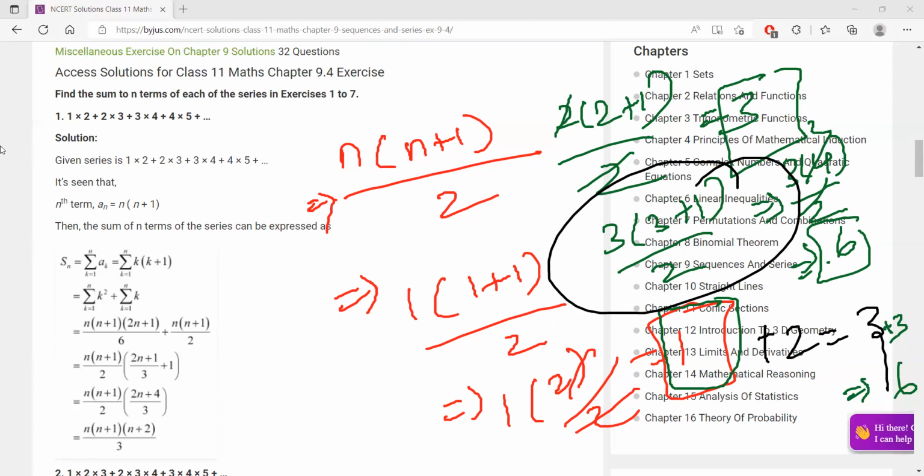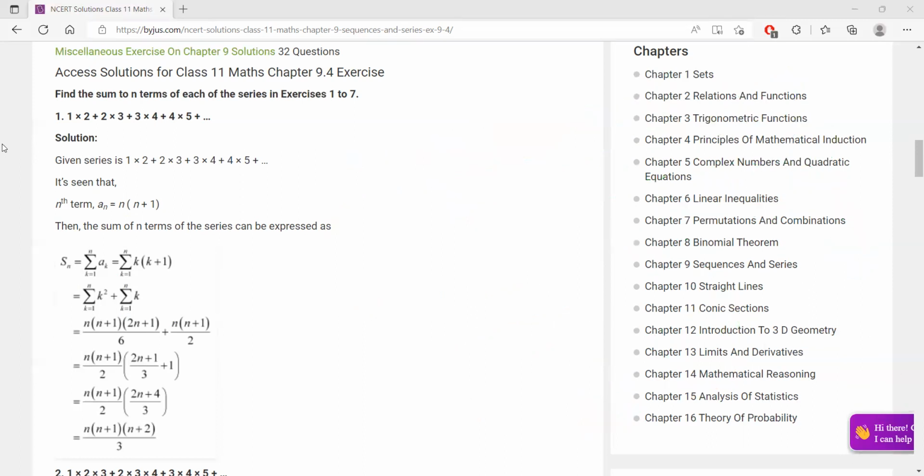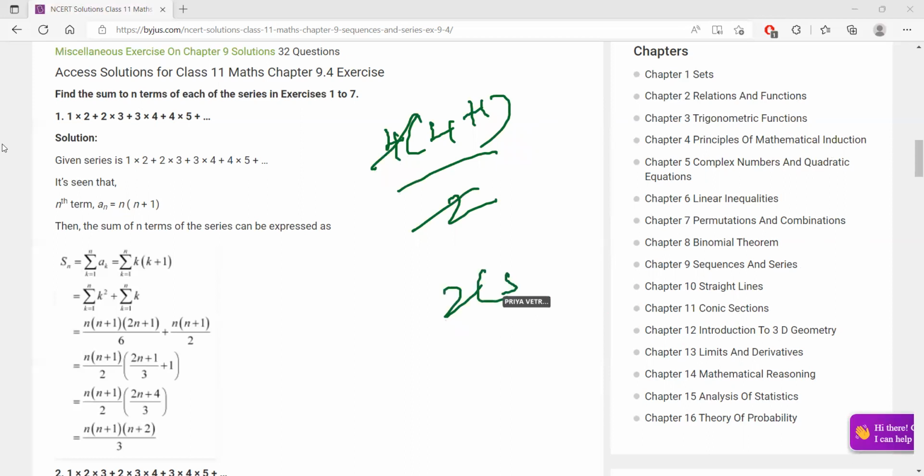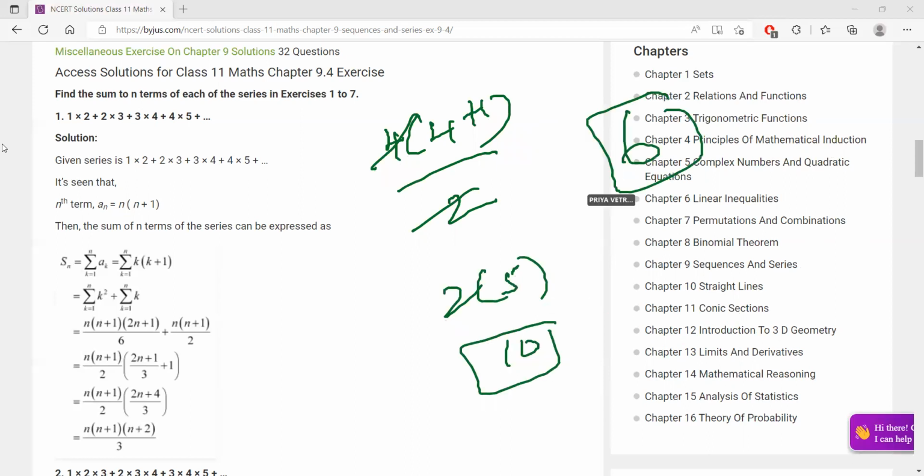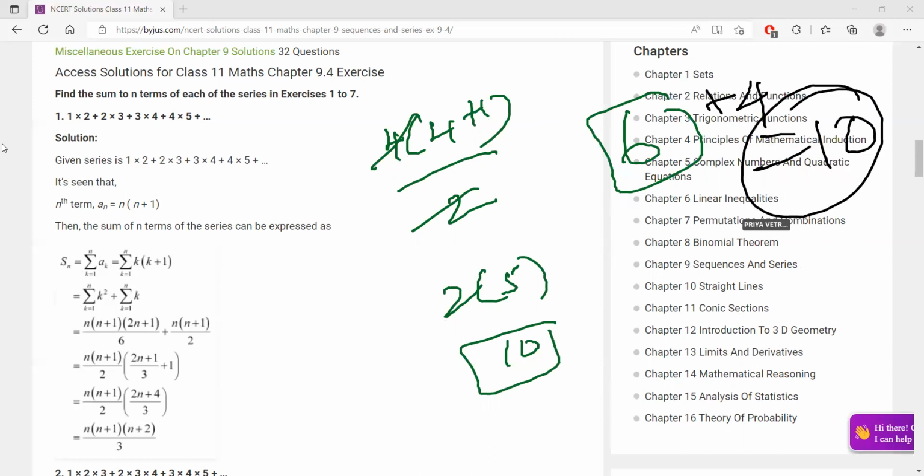So we'll see what happens if you substitute 4. It's 4 into 4 plus 1 divided by 2. So you will have 2 into 5, 10. So the previous result is 6. You substituted 4, add with that, and you obtain the result as 10. Can you follow? This is the sum of the n series.